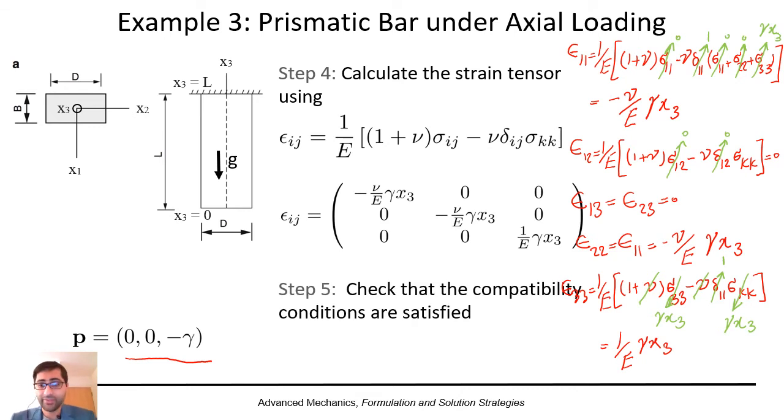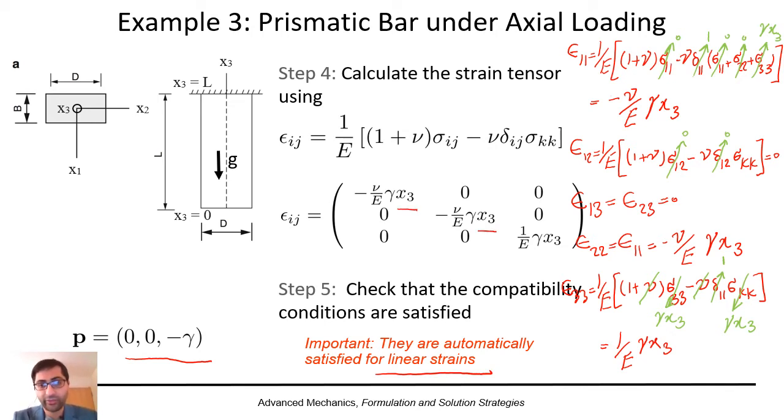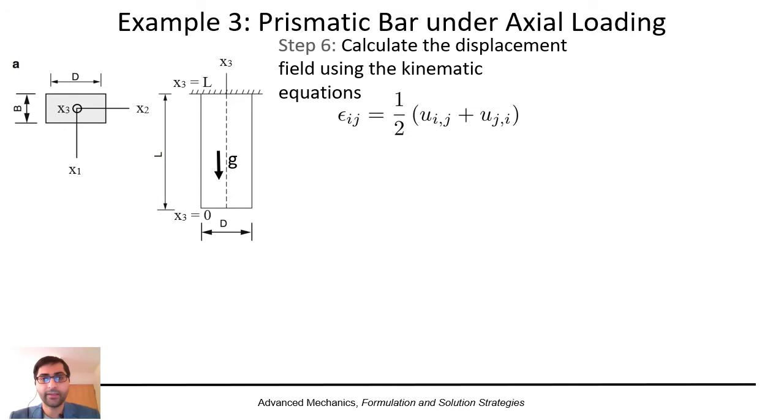The fifth step is checking that the compatibility conditions are satisfied. Again, they're automatically satisfied this time because we have linear strains. So this time the strain is not constant because they're a function of x3, but they're linear. So again, they're automatically satisfied. The sixth step is calculating the displacement field using the kinematic equation. Let's do that.